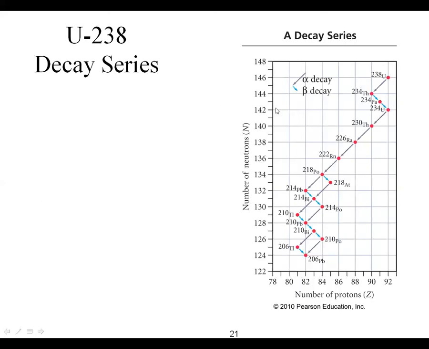We'll take a look at this guy here. Let's just say we did uranium-238. So let's say we had uranium-238. And obviously from the periodic table, you can figure out 92.